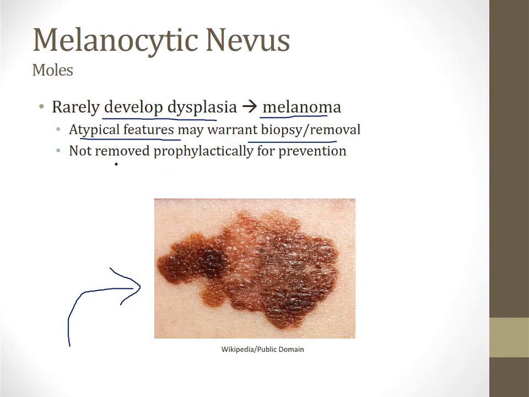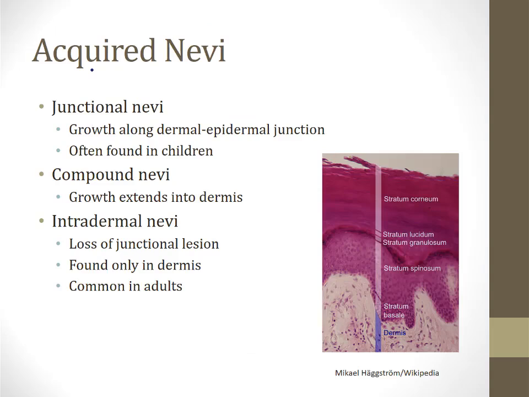Now, these aren't removed prophylactically for prevention because the risk of turning into a melanoma is relatively low, but they are monitored over time, and this is one of the standard things you do at an annual visit as a primary care doctor, is do a skin check on your patients to make sure any moles they have still appear benign. There are a couple of subtypes of the acquired forms of nevi, so let's talk about that now.